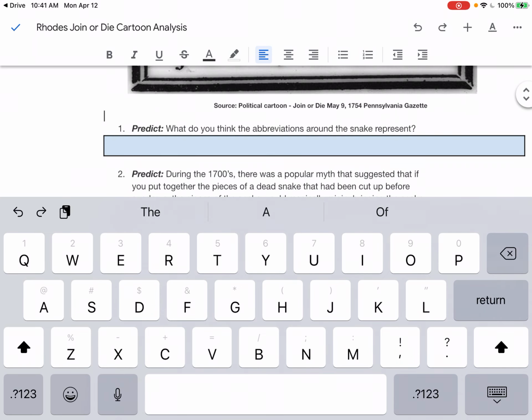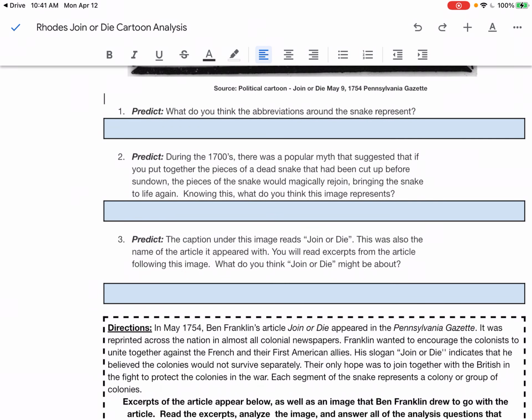So we need to make a prediction. First things first. What do we think the abbreviations around the snake represent? Well, I kind of just gave that to you. And what about the 1700s? There's this popular myth that suggested that if you put together the pieces of a dead snake that had been cut up before the sundown, the pieces of the snake would magically rejoin, bringing the snake to life again. So knowing this now, what do you think this image represents? Take a moment, answer that.